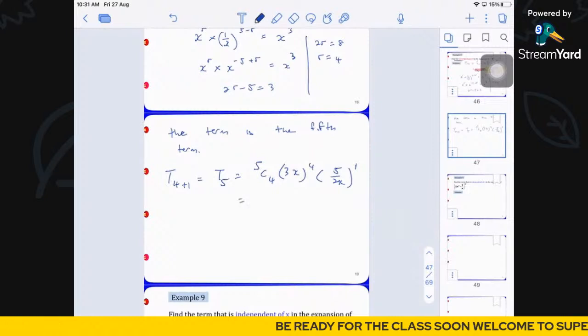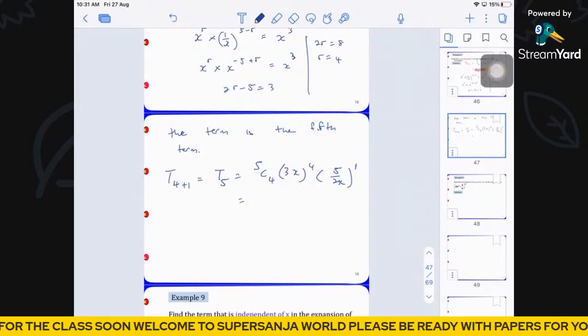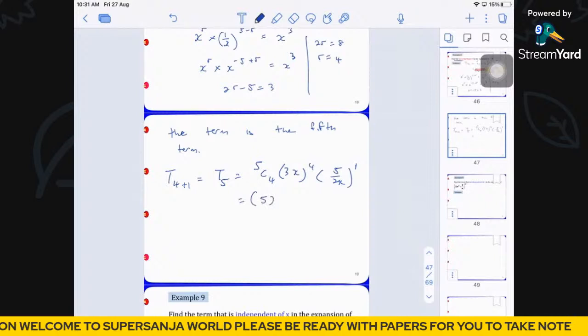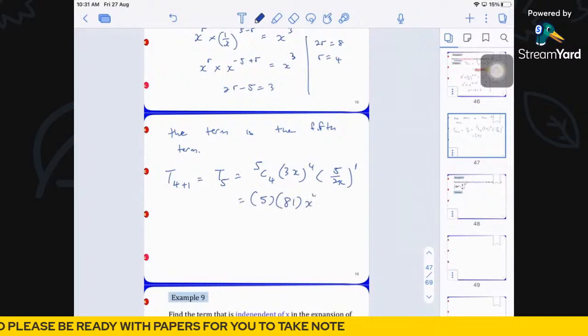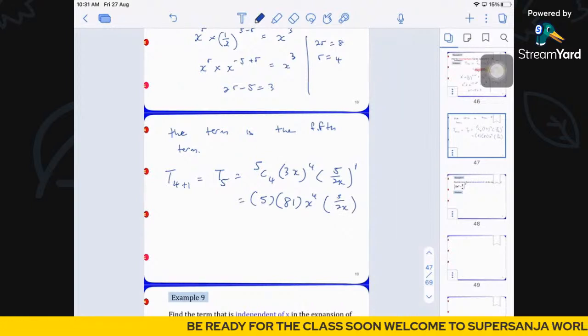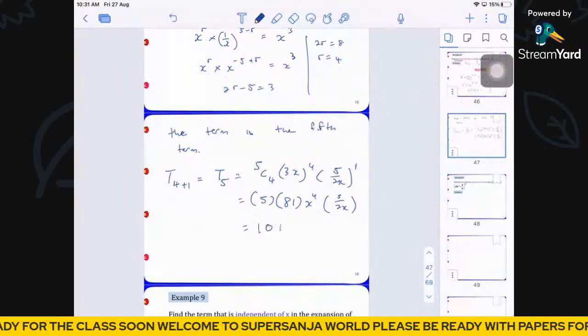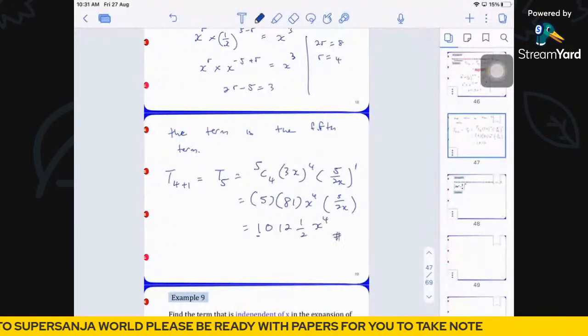So from there, I can calculate 5C4 using my calculator. 5C4, which is 5. And then 3 power of 4, which is 81. X power of 4. And then 5 over 2x. So from there, you can tell me 5 times 81 times 5 over 2 there will give you the final answer 1012 1 over 2, x power of 4.